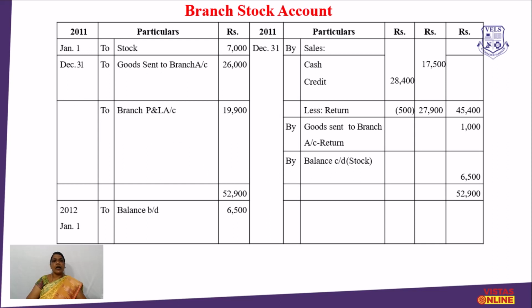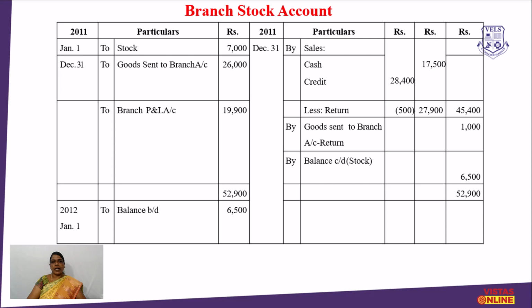First we can see how to prepare the branch stock account. 2011 is the accounting year, 1st January to 31st December. On Jan 1, to opening stock, how much have they given in the question? 7,000. After that, they sent to branch goods worth rupees 26,000. That also we will write on the debit side. How much is the goods sent to branch? 26,000.